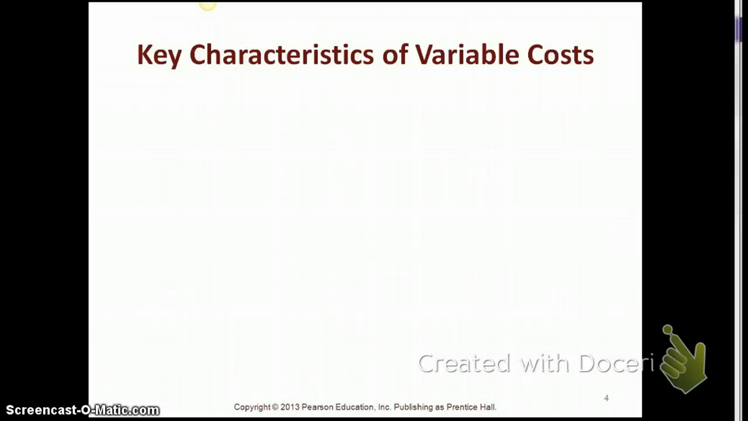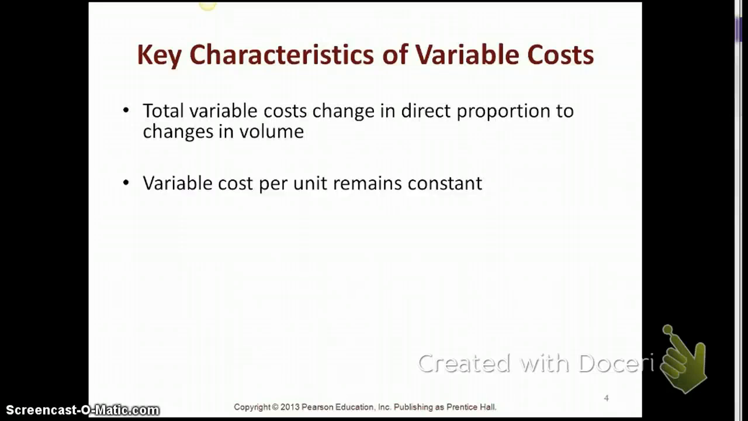First, let's look at the key characteristics of variable costs. Variable costs are costs that change in direct proportion to changes in volume. So total variable costs change in direct proportion to changes in volume. The variable cost per unit remains the same, and the slope of the cost graph is the variable cost per unit. We'll explain that in a little bit.